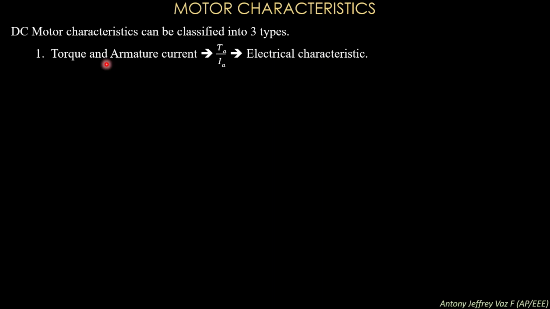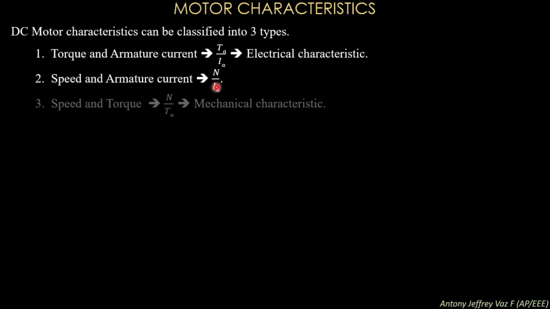Torque versus armature current is defined as the electrical characteristics. Speed and armature current is known as the N divided by Ia characteristics, whereas speed and torque is referred to as the mechanical characteristics. Here the torque and armature current is denoted by Ta divided by Ia, the speed and armature current by N divided by Ia, and the speed and torque characteristic by N divided by Ta.